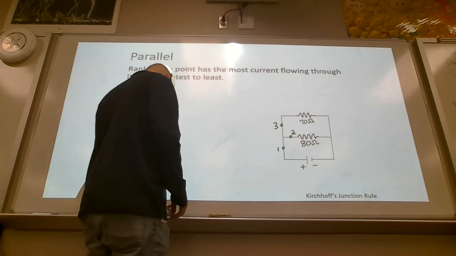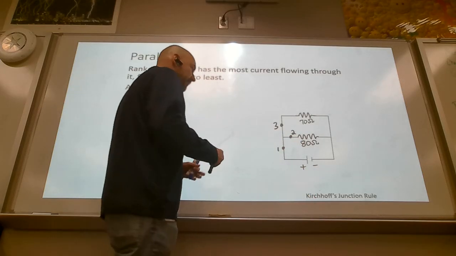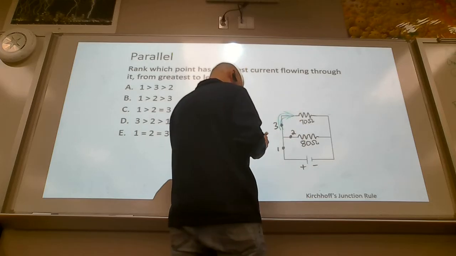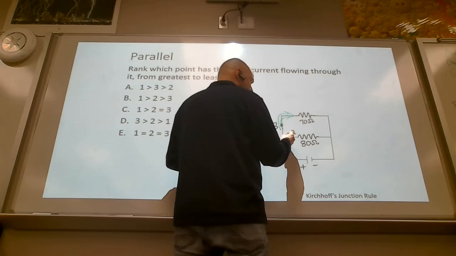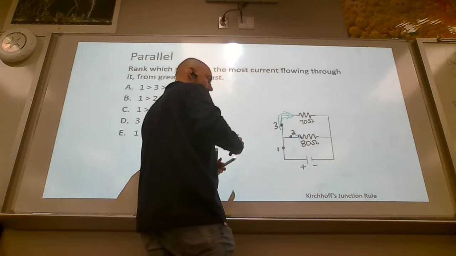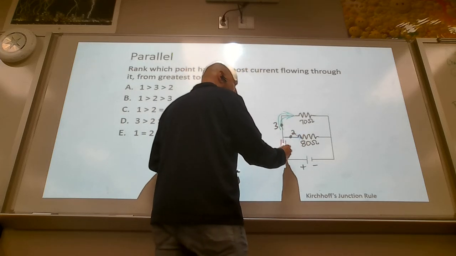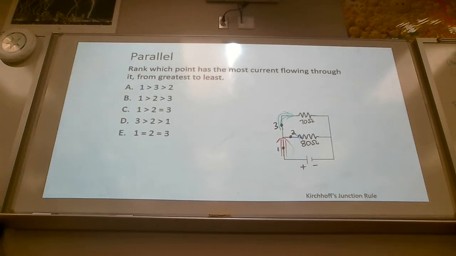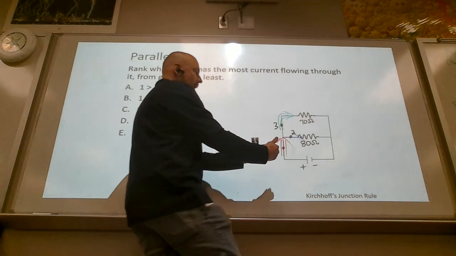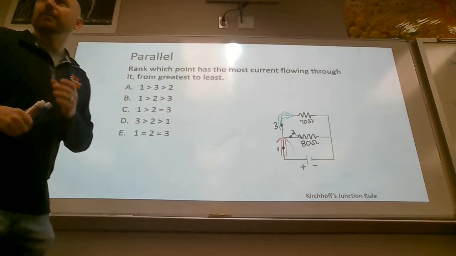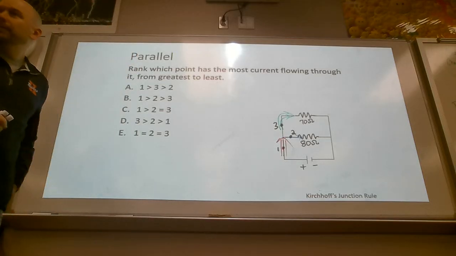So, here, I've got current flowing through here. Got current flowing through here. At that junction, I have to have a lot of current going through there. Okay with that? At this point, current has a choice. You can go this way or that way at that junction. Good?